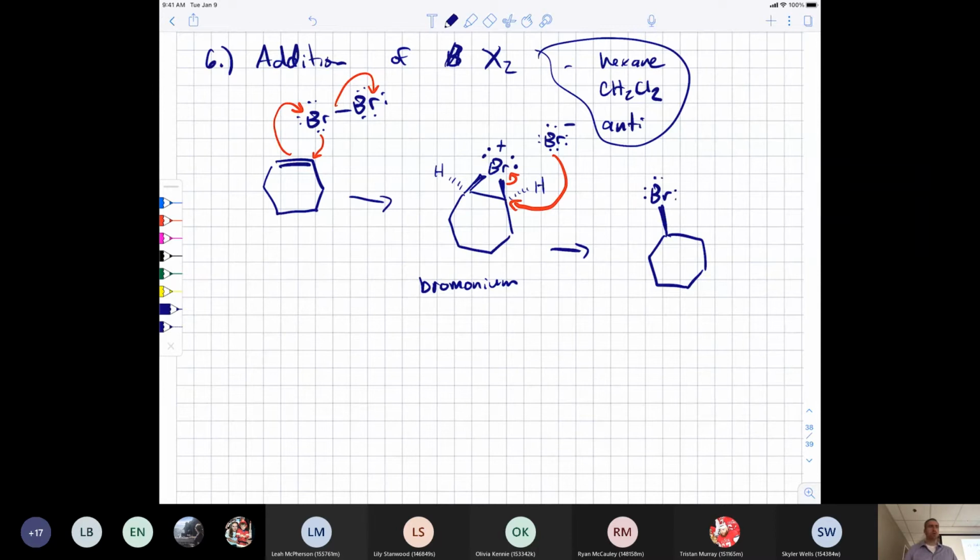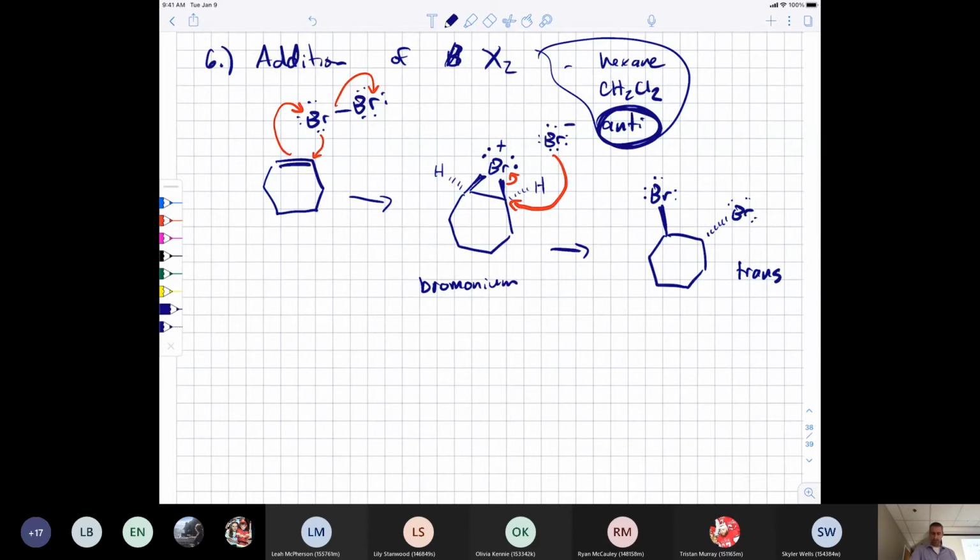And because SN2 is always backside attack, that second bromine has to attack from behind. So the second bromine comes from the other side. So you get the trans product, which is why we say the addition in this case is anti. Two bromines end up on opposite faces of the original starting double bond.